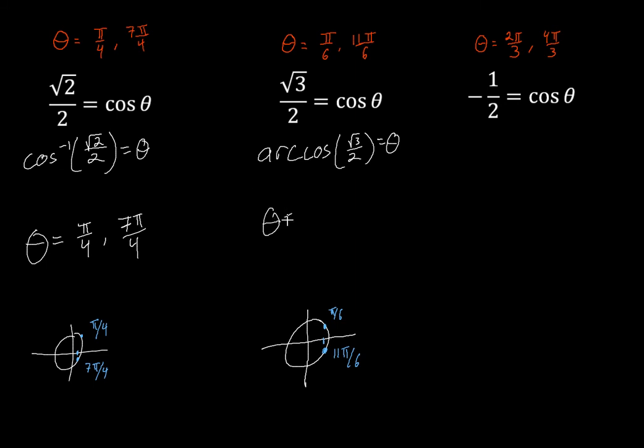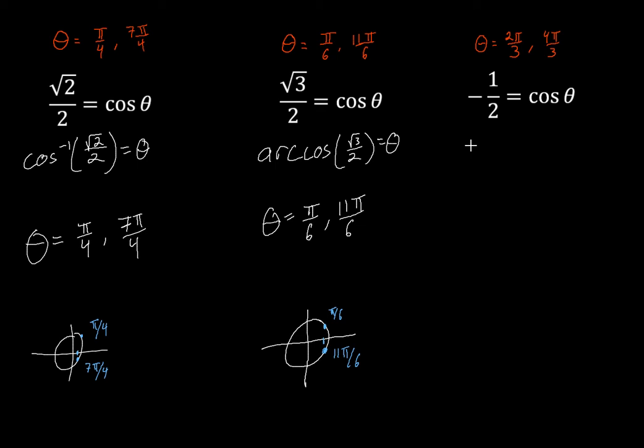Again, no restrictions. Don't have to worry about knocking one of those answers out of there. Pi over 6, 11 pi over 6. Both of those are my answers because there are no restrictions other than just being between 0 and 2 pi.